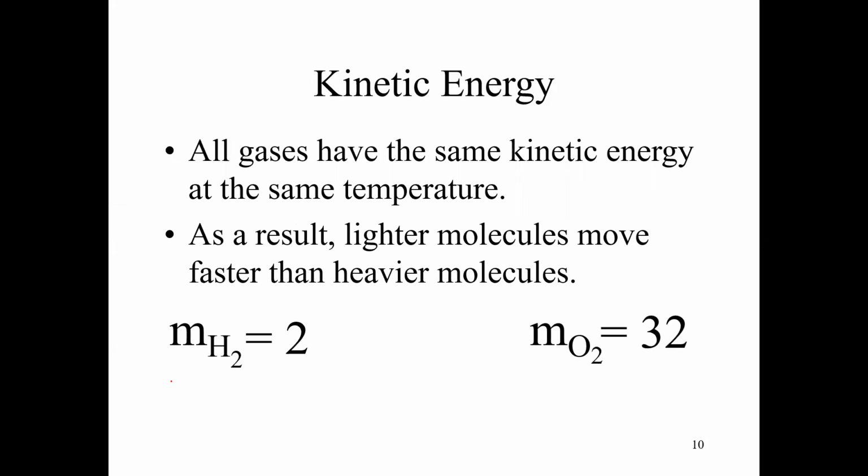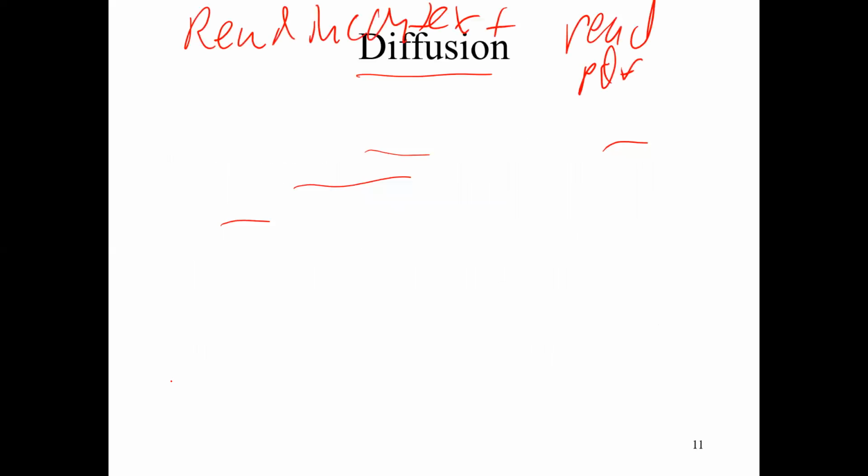And the molar mass of a hydrogen molecule is 2. The molar mass of an oxygen molecule is 32. And essentially they will have a 4-to-1 relationship. The velocity is 4-to-1 related to that. That's because there's a square. Now, I highly recommend you read the Hein PDF that I gave you, to read the definitions and context and you'll understand.